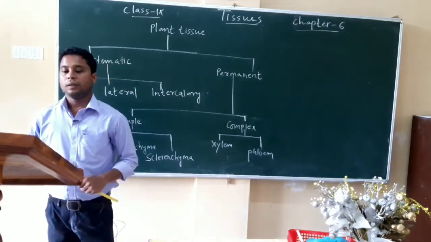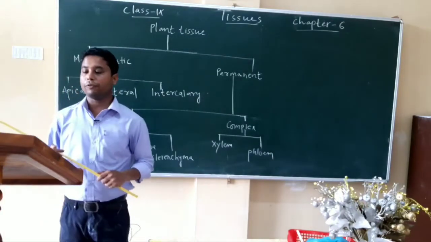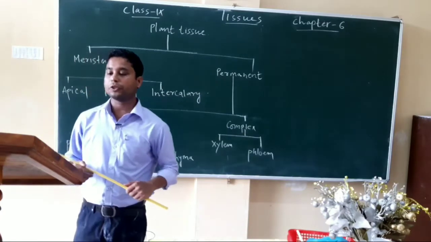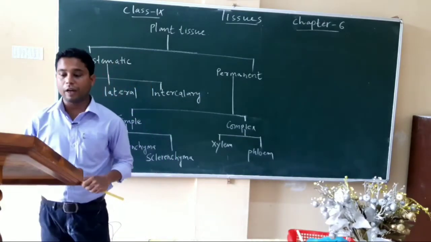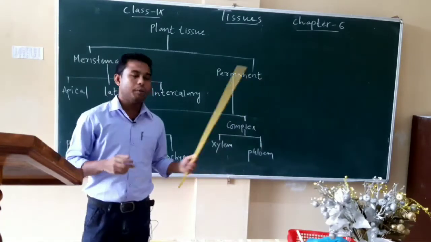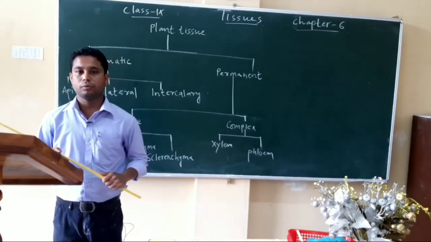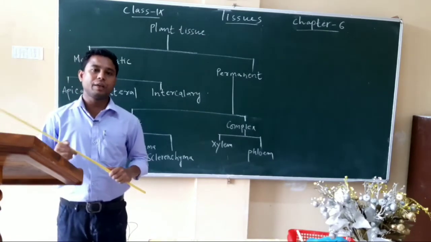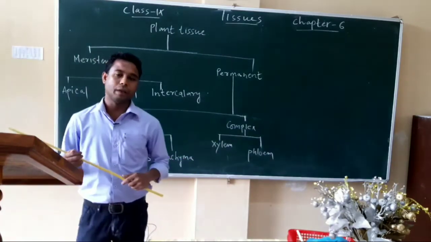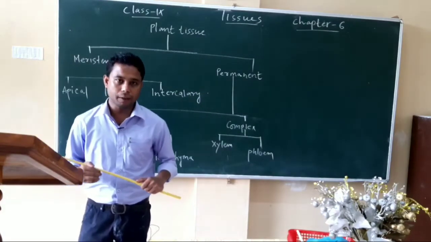Now next is phloem. Phloem is made up of 5 types of cells: sieve cells, sieve tubes, companion cells, phloem fibers and phloem parenchyma. What is the function of phloem? Phloem transports food from leaves to different parts of the plant.